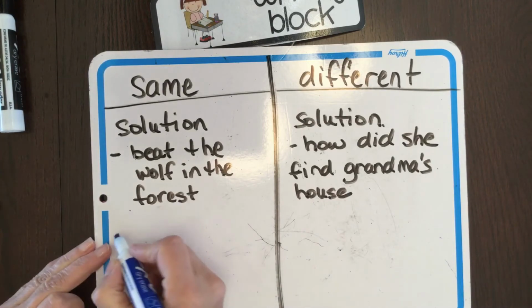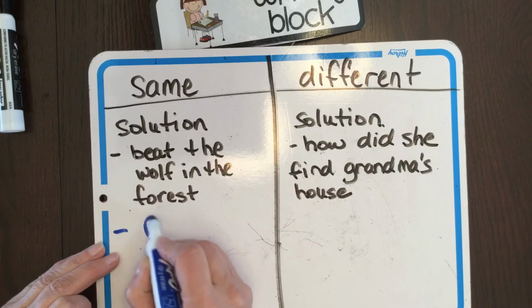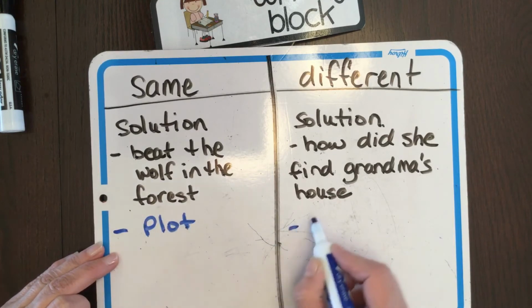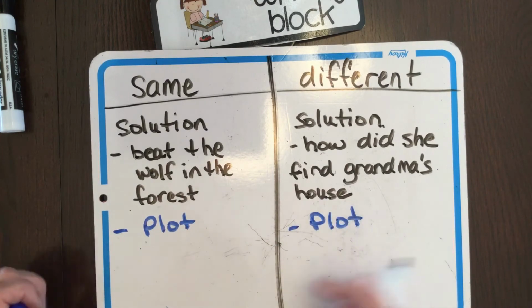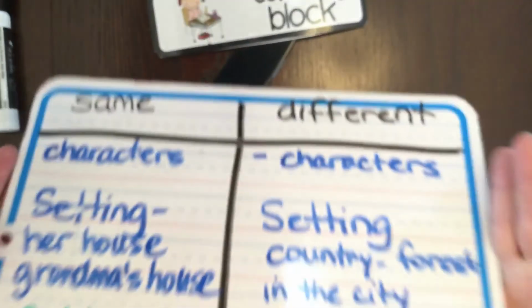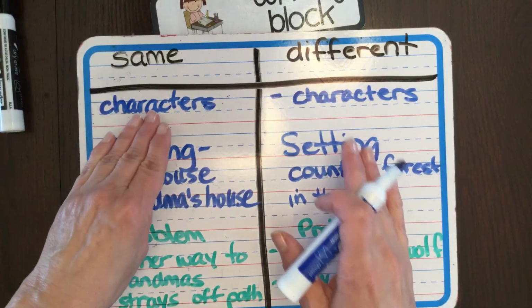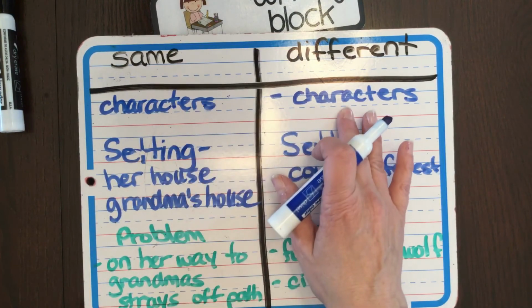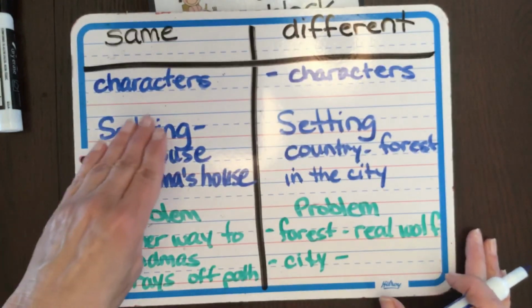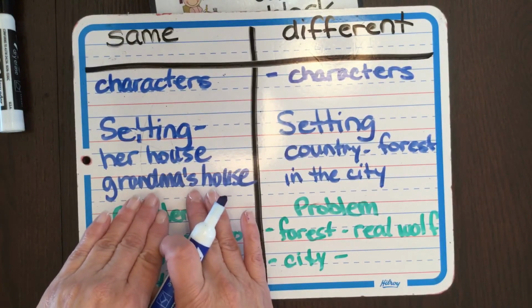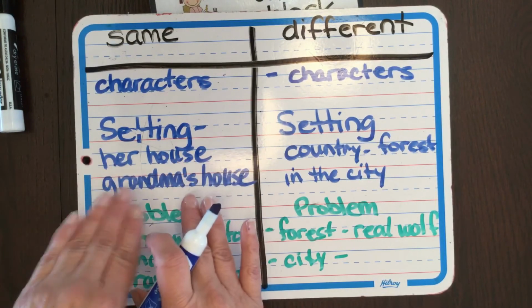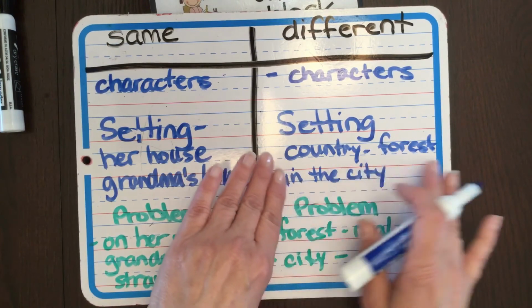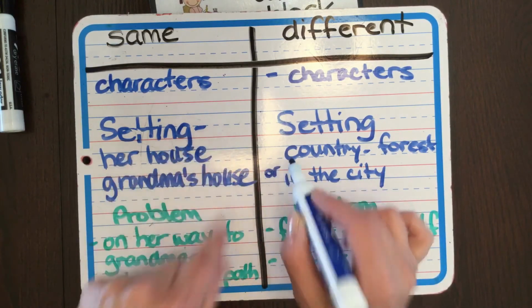And then I want you, my friends, to take a look at any other changes in the plot between the two things. You've covered most of the same and difference if you've looked at how are the characters the same or different and write them down, so the same characters and if there's any different characters. The setting, and see how I wrote the setting was different. Her house and Grandma's house was the same, but it was different because it was country or city. I'll put an or there.